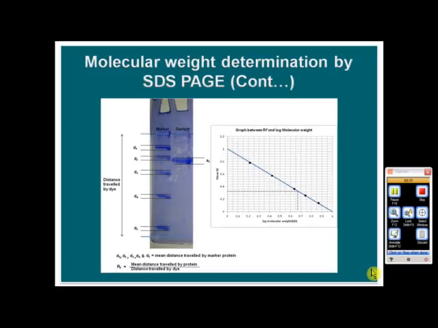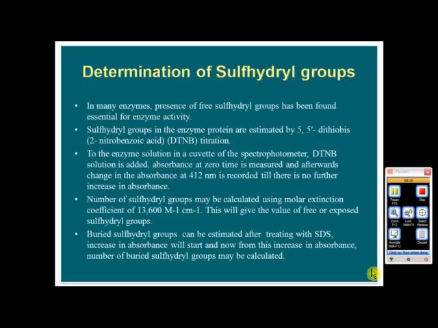And for SDS-PAGE, you know the molecular weight markers, and there also you can plot the distance traveled by the protein, just like in partition chromatography, where you calculate the Rf value. So with the known molecular weight Rf values and your purified protein's Rf value, you can plot the graph, and by reading off your graph you will get your molecular weight.